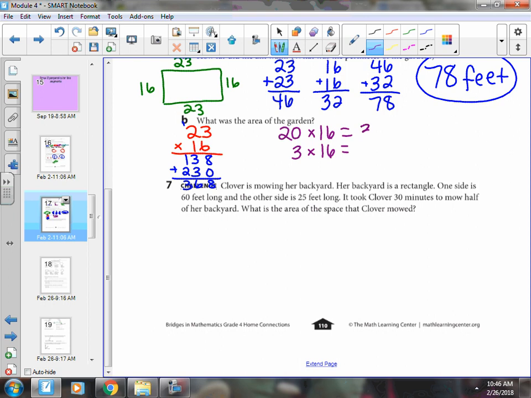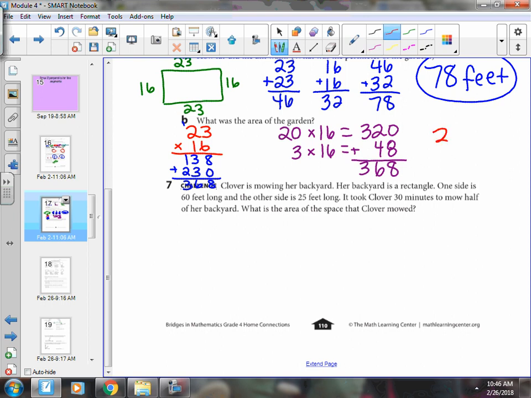2 times 16 is 32, add a 0. 3 times 16, I know that 3 times 15 is 45, plus 3 more is 48. You could also do 16 plus 16 plus 16 off to the side if you didn't know that 3 times 16 was 48. Get it all together.